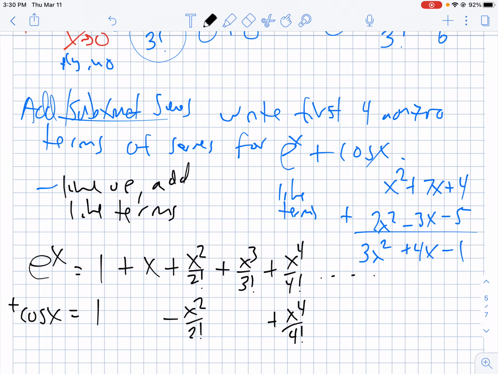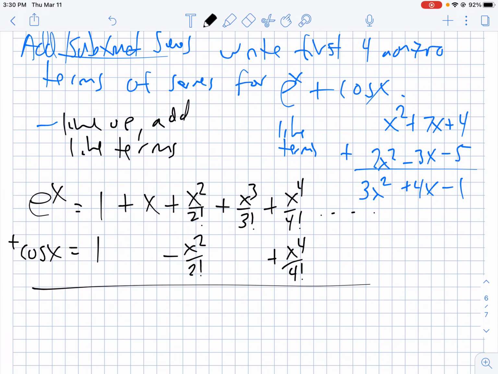Okay, so let's add these together then. As we add these down, 1 plus 1 will give me 2. That's a tough one. Okay, the x carries down. It's not added to anything. These cancel. That's pretty cute. Plus x cubed over 3 factorial.